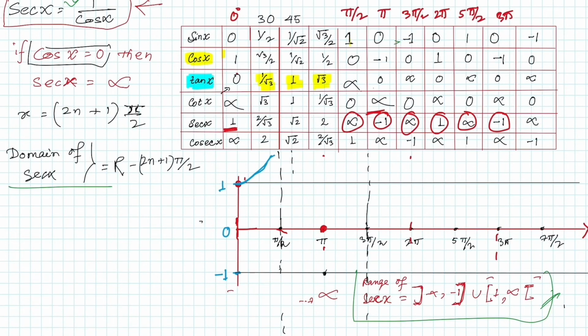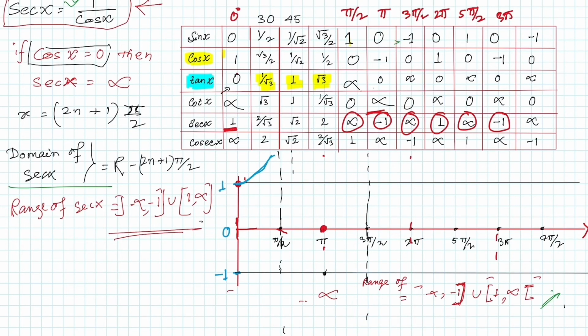So let me clean this. So let me write the range of sec x here. So what we have got, range of sec x, we have got -1 to minus infinity, then union, then +1 to plus infinity. So this is the range we have got. So now let me draw the graph of sec x.